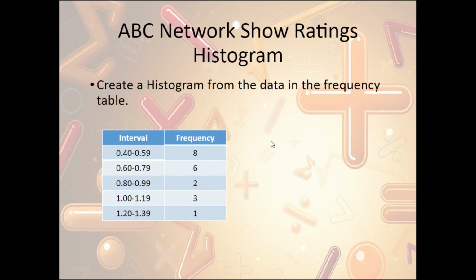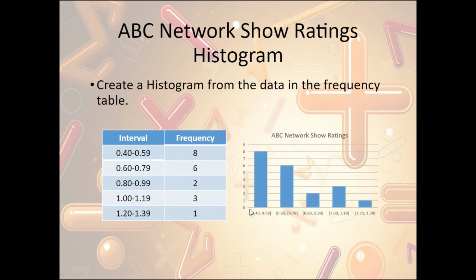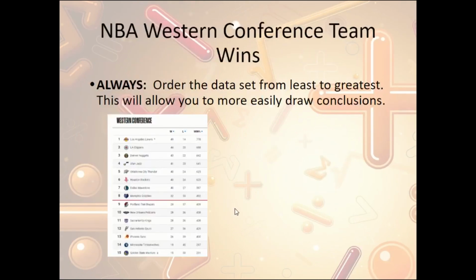Now that we've created our frequency table, we can create a bar graph or a histogram to represent this data. We would have our interval from 0.4 to 0.59, and we draw a bar that goes up to 8 because that was our frequency. Then from 0.6 to 0.79, we would go up to 6 and then back down. And then we'd have a frequency of 2 here, 3 here, and 1 here. This is just a graphical way to represent our frequency table. Let's look at another example.